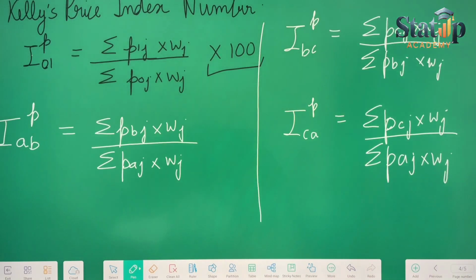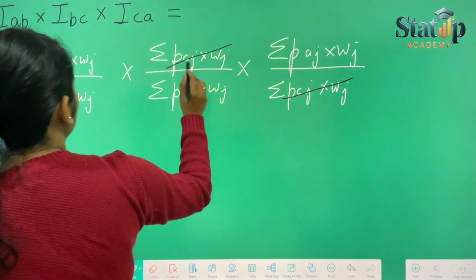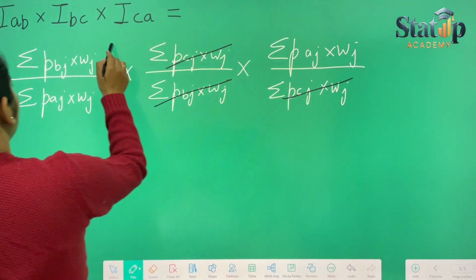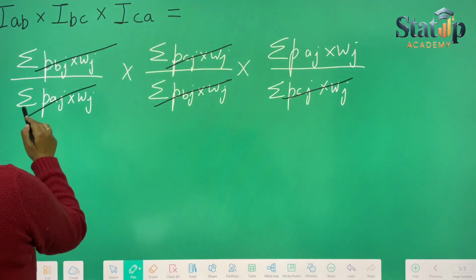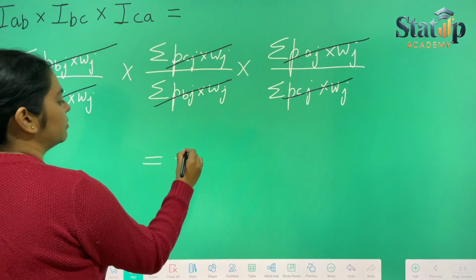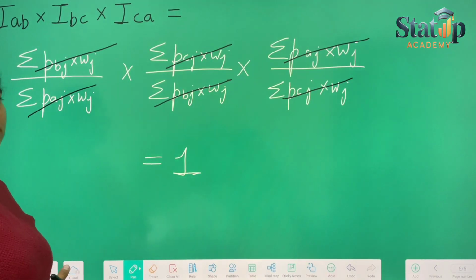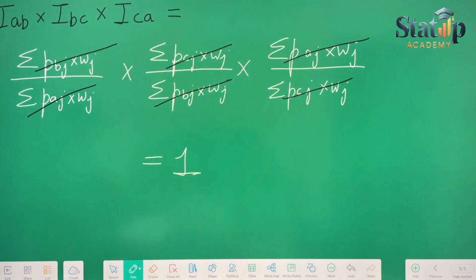Let us make a correction here as well. It is A above and C below. Okay. So here we say PCJ WJ, PCJ WJ, PBJ WJ, PBJ WJ, PAJ WJ, PAJ WJ, and we get the answer 1. So hence we can say that Kelly's index number also satisfies our circular test.